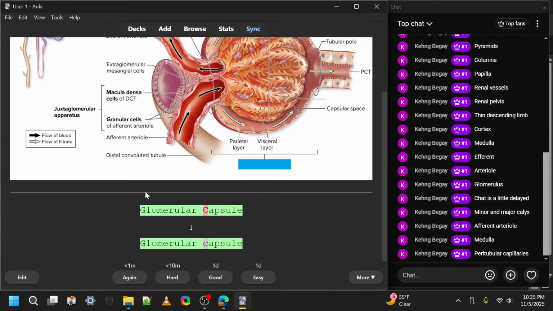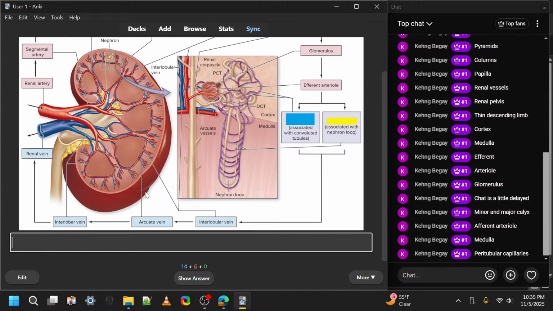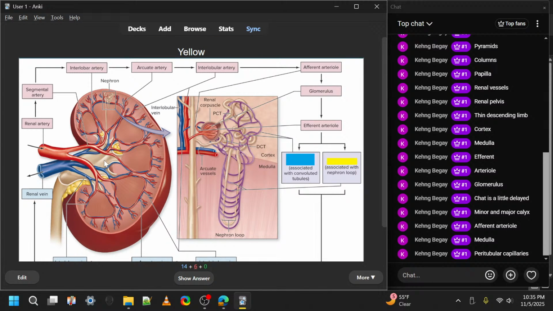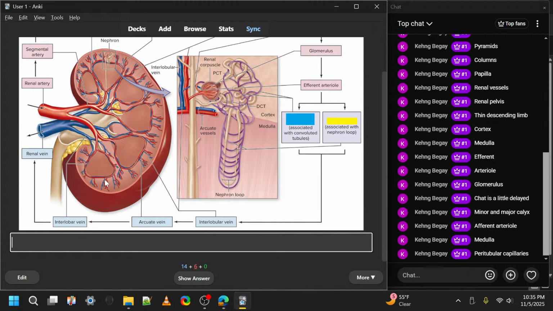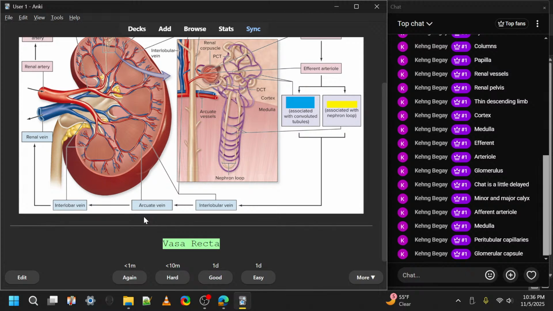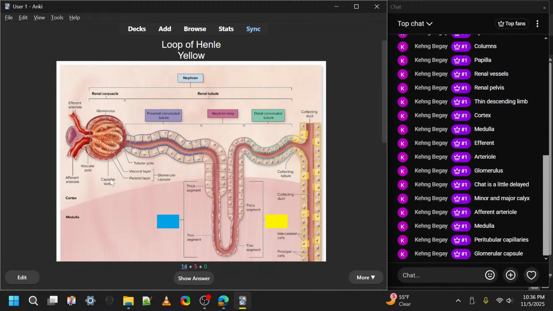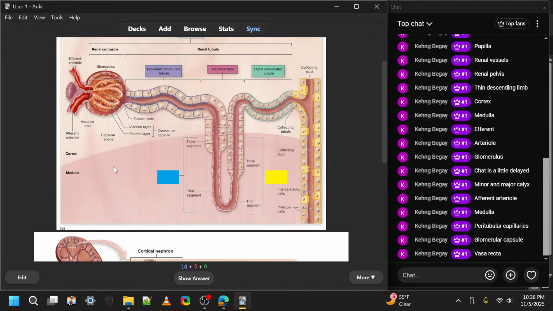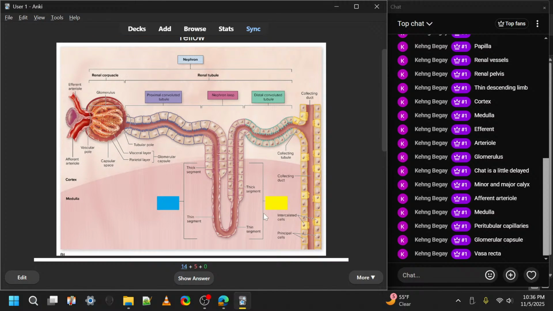Yes, King. We're too good. Alright, so what would the yellow one be? Yeah, you got that glomerular capsule. And the yellow one would be... What would it be? Yes, I remember. Vasa recta, baby. Booyah. Vasa recta.